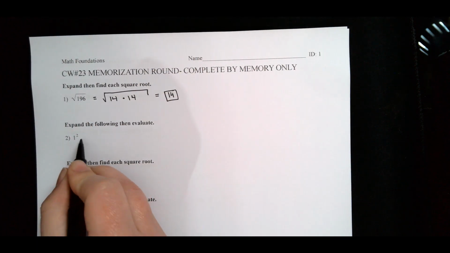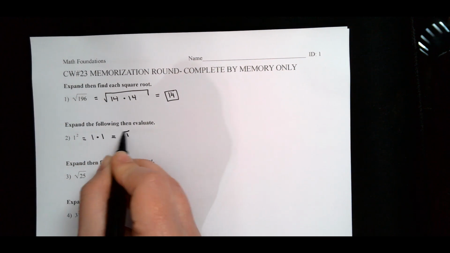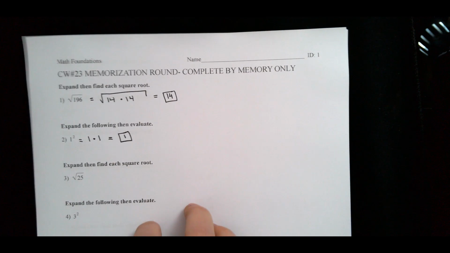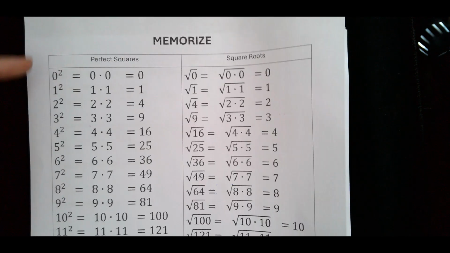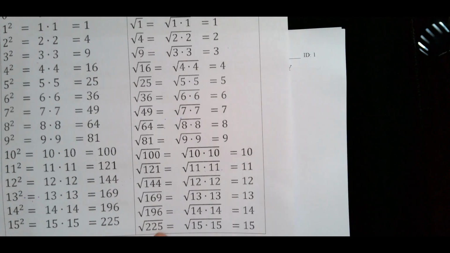When you see something squared, you're going to expand it out. 1 times 1 is still 1. Okay, and you're going to continue. Make sure that by round 3, you have all of your perfect squares memorized all the way up to 15 and your square roots memorized all the way up to 15.